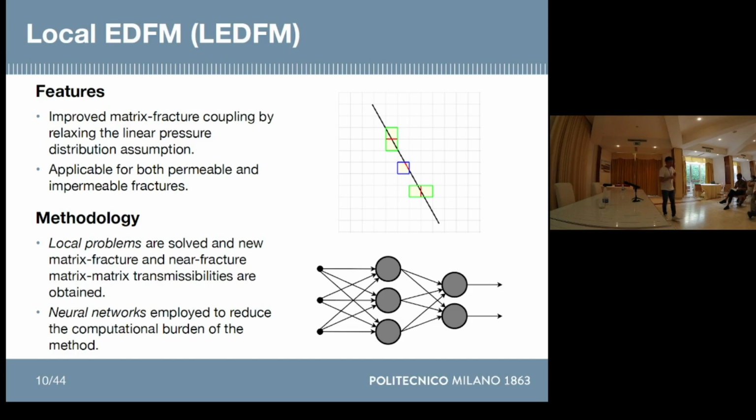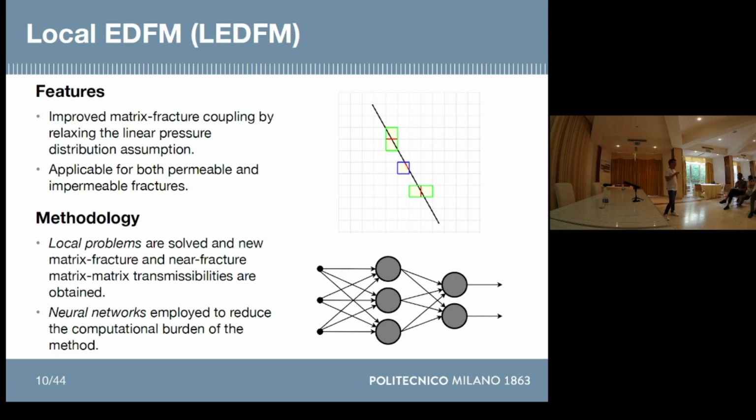Okay, so one of the works that I've done in my PhD studies is that of conceiving a new method. It's called local EDFM, which tries to improve the matrix-fracture coupling by relaxing the linear pressure distribution assumption, and it should obviously be applicable for both permeable and impermeable fractures. In order to achieve this, different types of local problems are solved in order to get new matrix-fracture and near-fracture matrix transmissibilities.